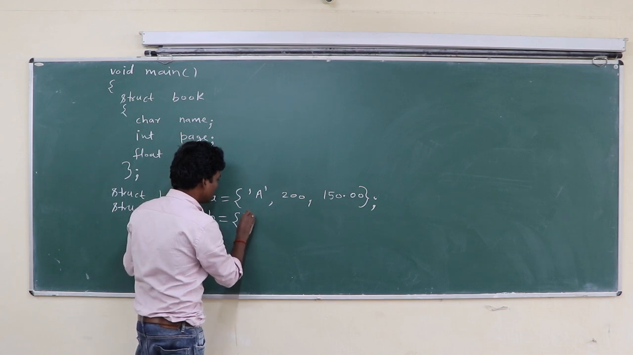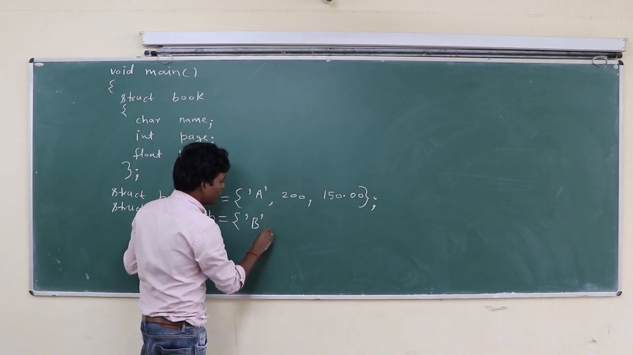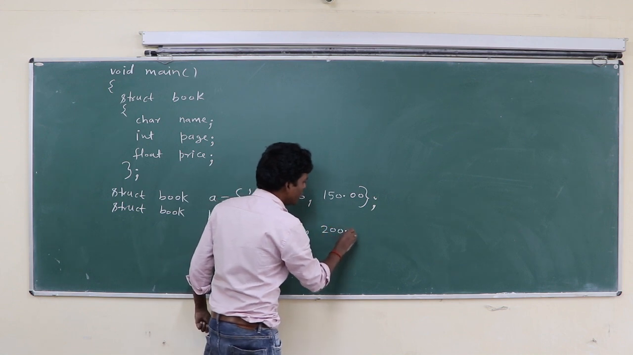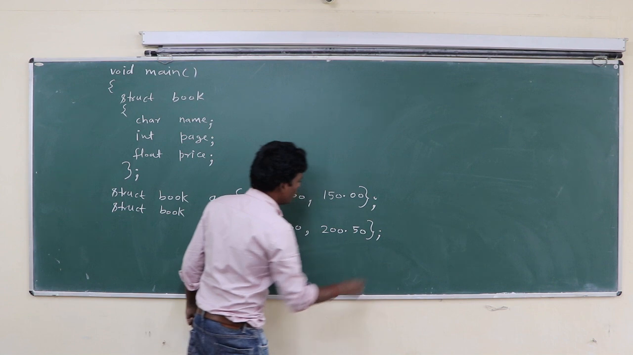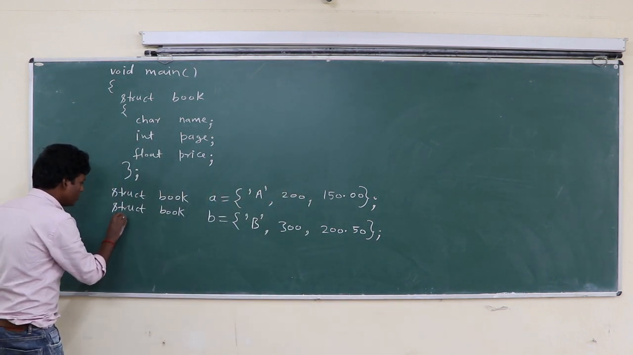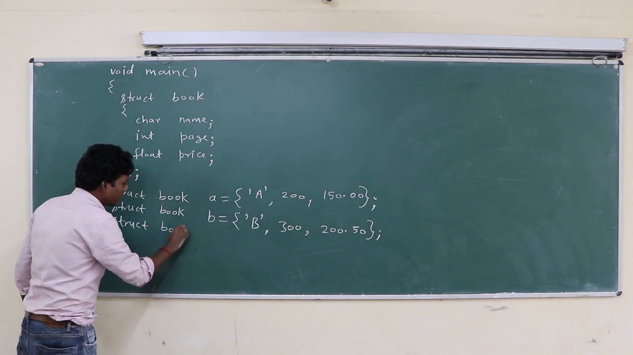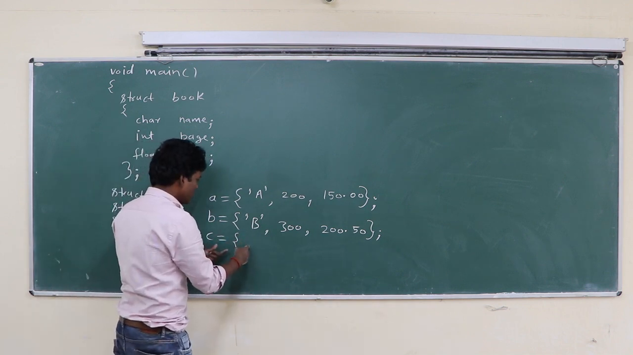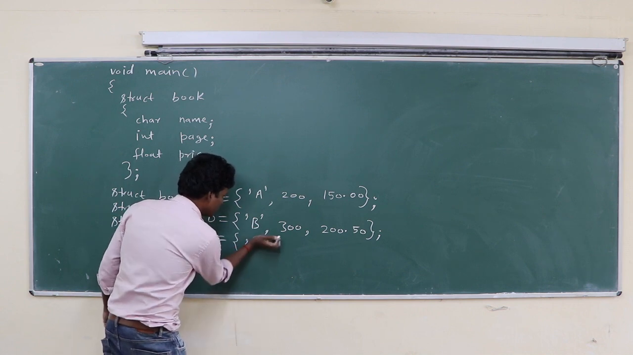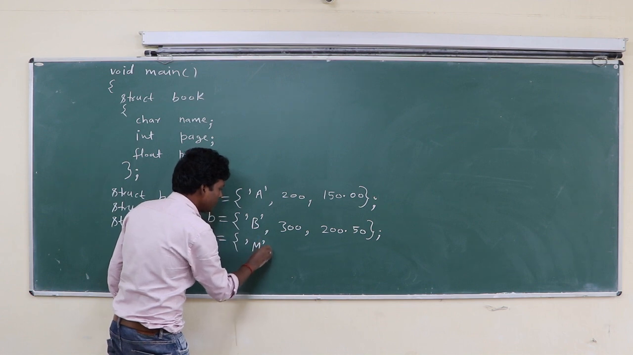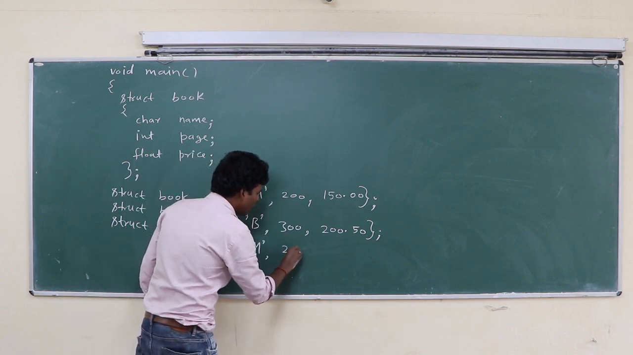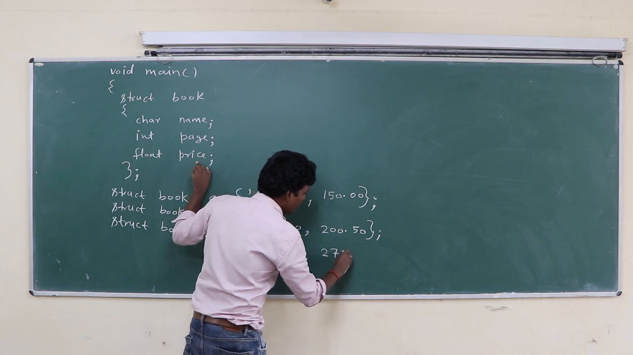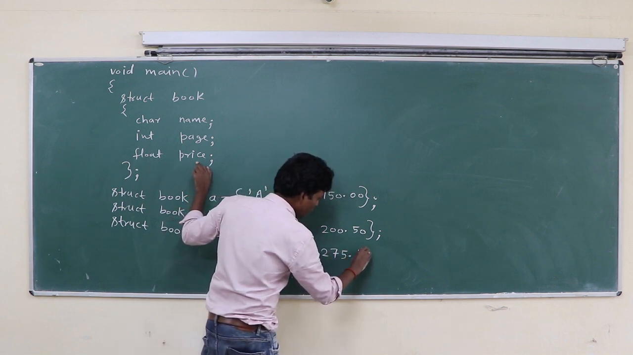So now the constant is, suppose the book name is B, okay, and in this book there are 300 pages, and price is 200.50. Okay class. Another book, struct book is another data type. This is the data type. C is a structure variable, and now we are going to initialize it, that is the constant here. Suppose book name is M, comma, and there are 250 pages here. This is the page, and price is, suppose, 275.15.